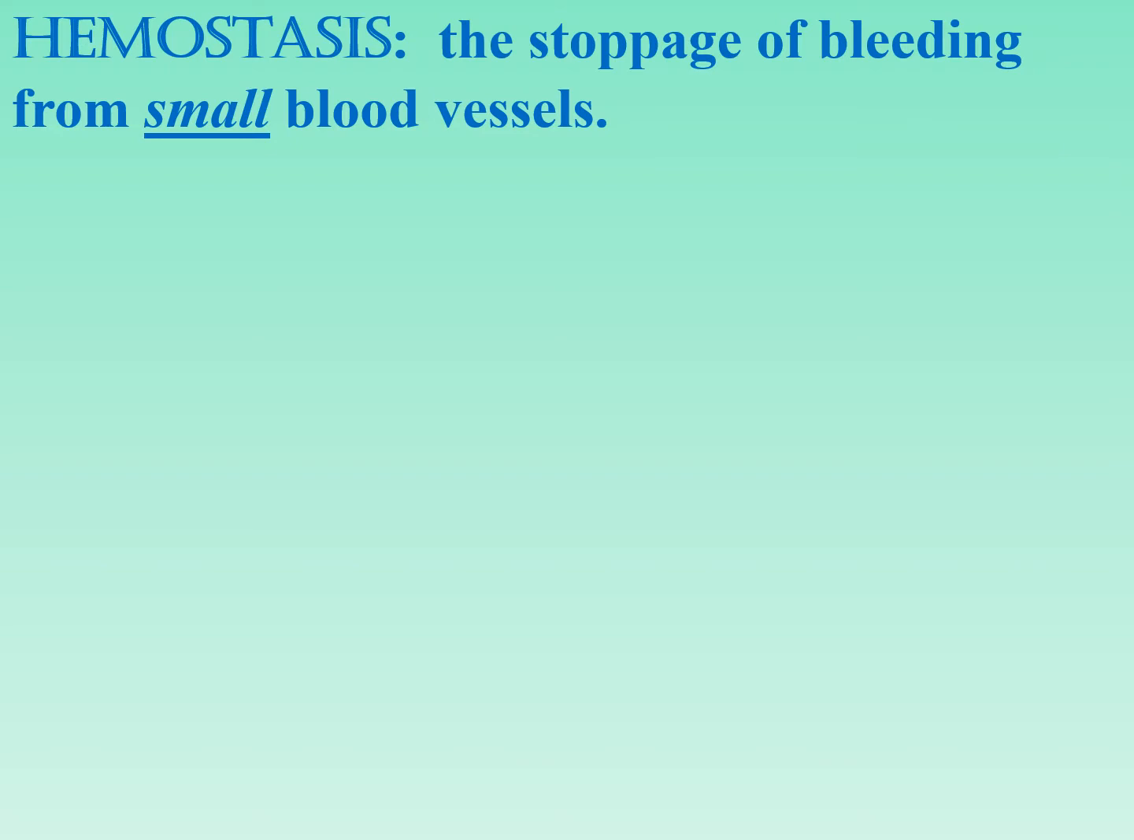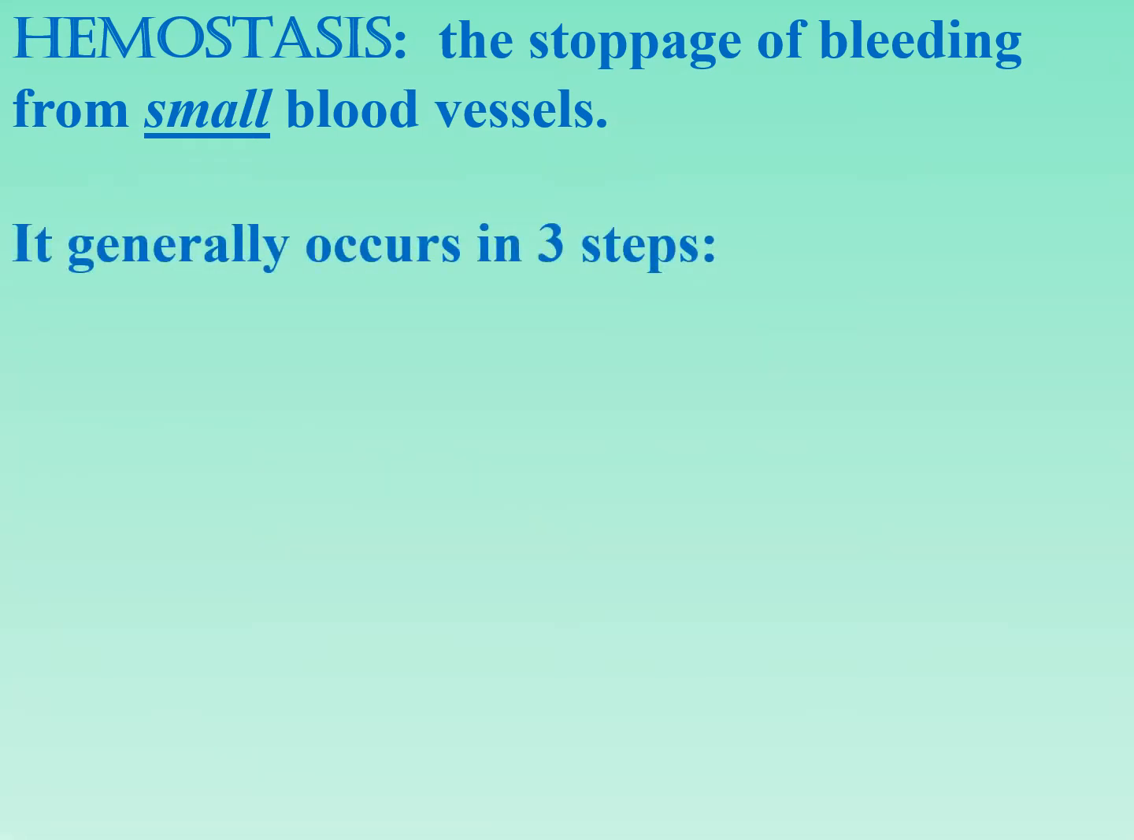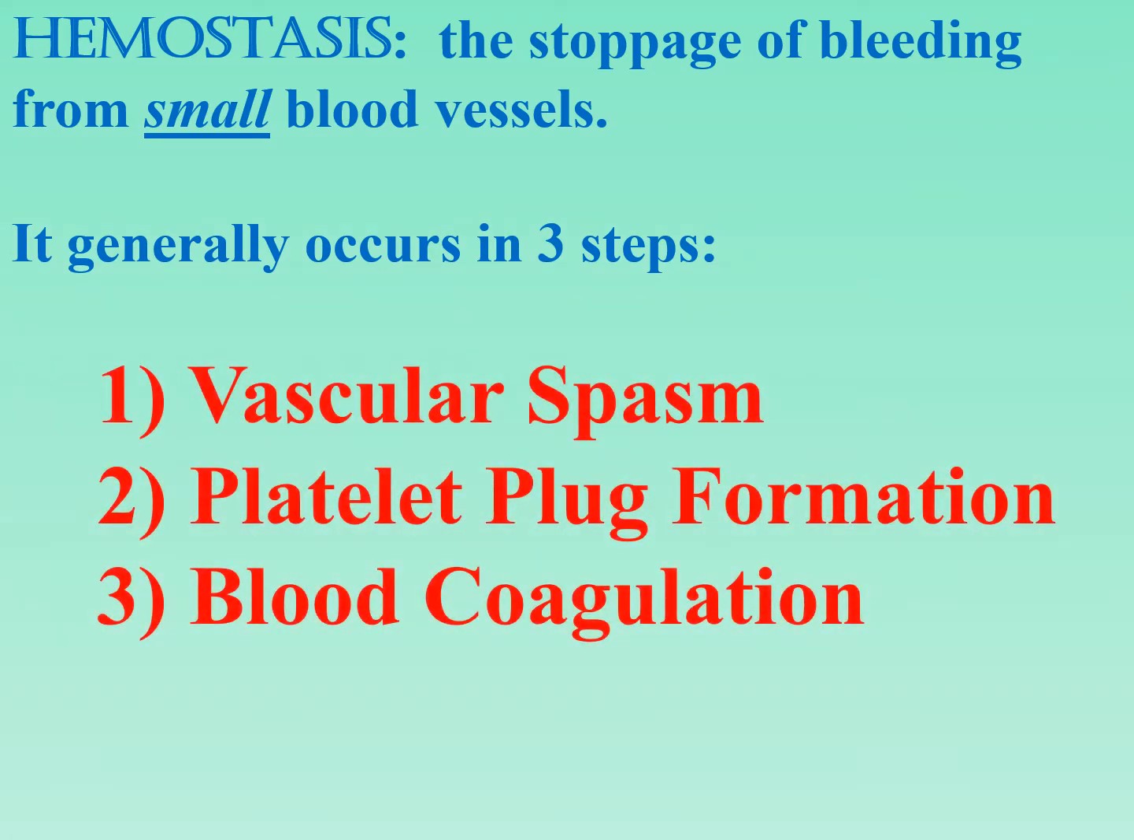Hemostasis, as it indicates on the slide here, is how the body stops the flow of blood from damaged blood vessels. And note that typically we talk about this from the standpoint of damage to generally smaller blood vessels. There are 3 steps involved in the process of stoppage of bleeding from small blood vessels, the first called the vascular spasm. We'll talk about each of these in more detail in just a moment.